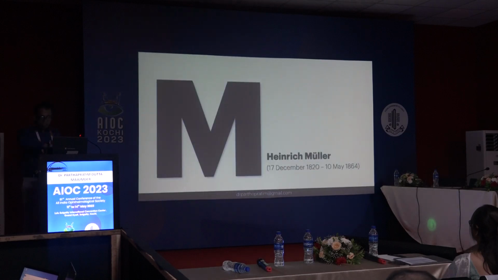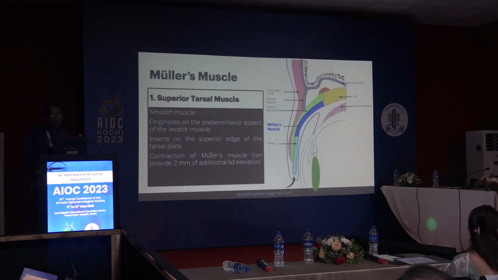Now this is a German ophthalmologist or anatomist, Heinrich Muller. So what are the structures you know by his name? Anyone? Muller cells is one. So let me take you to another peculiar structure called Muller's muscles. Now, how many Muller's muscles are there? Number one, the superior tarsal muscle, a smooth muscle. All of you know that it originates on the posterior aspect of the levator muscle.